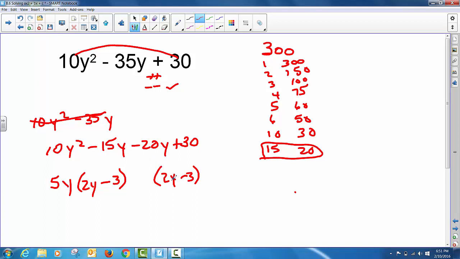So what you can do is go ahead and write that here and say, alright, what do I have to divide 20 by to get 2y? Well, I can divide it by negative 10. And let's see if it works. Negative 20y divided by negative 10 leaves us with 2y. And 30 divided by negative 10 leaves us with negative 3. So that works out. So we've got 5y minus 10 times 2y minus 3.